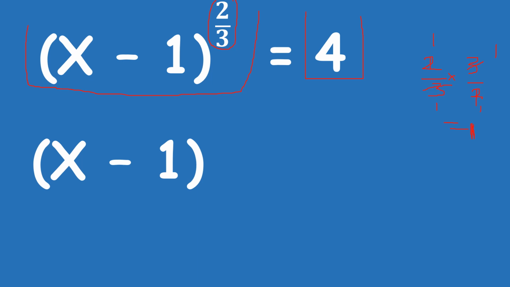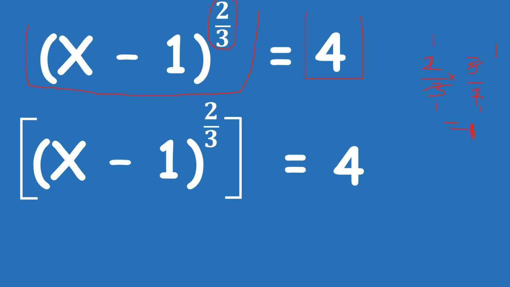So we have (x - 1) all raised to the power of 2/3 equals 4. Remember, we said we will raise the left hand side to the power of 3/2, and we will also do that to the right hand side. It's an equation, right? So it's an equality sign. So we've raised the left hand side to 3/2, and we will also raise the right hand side to 3/2.